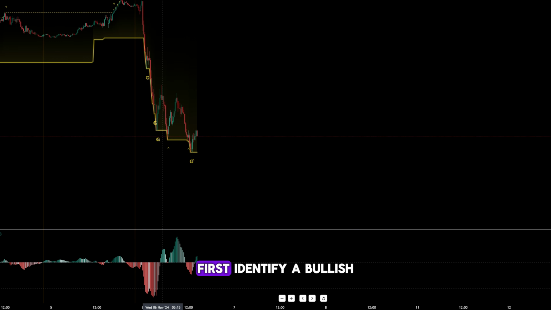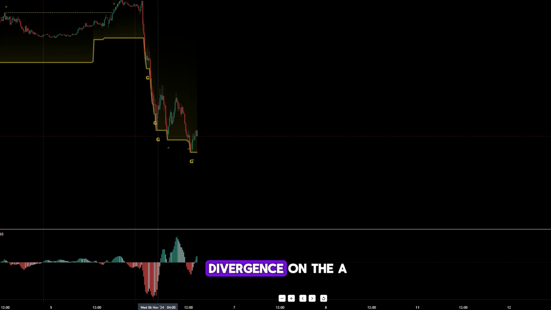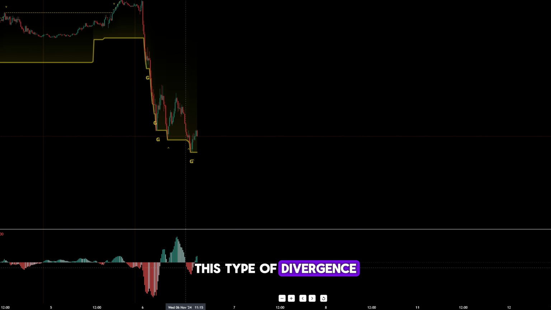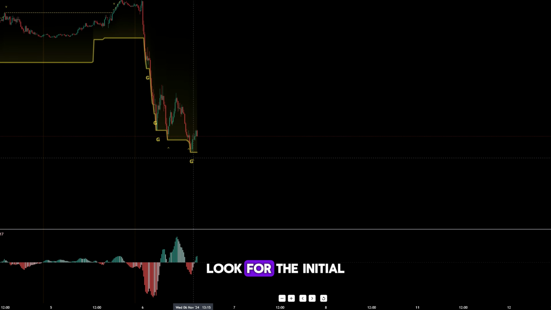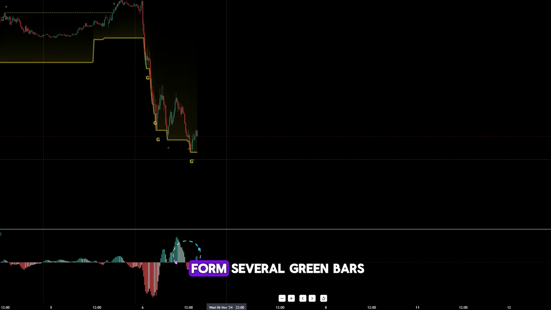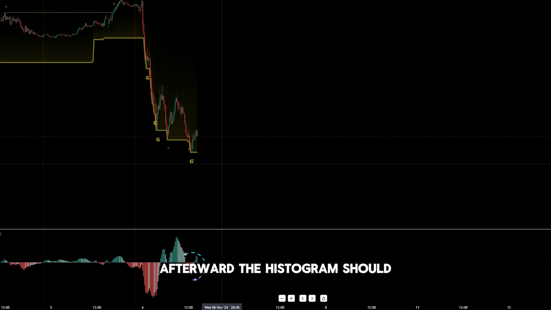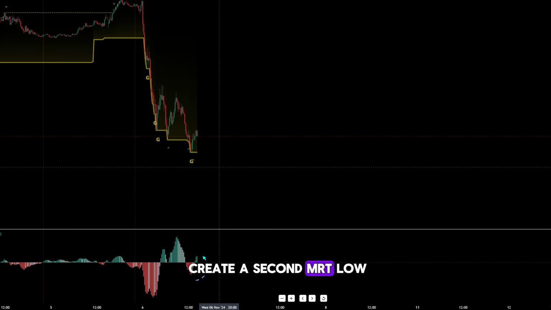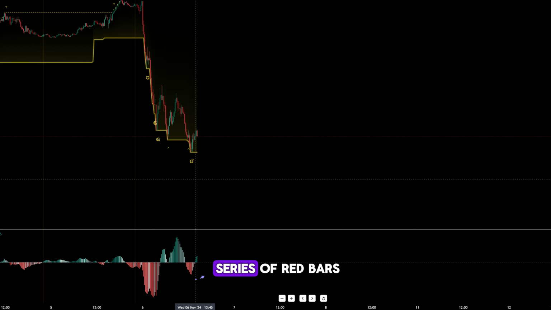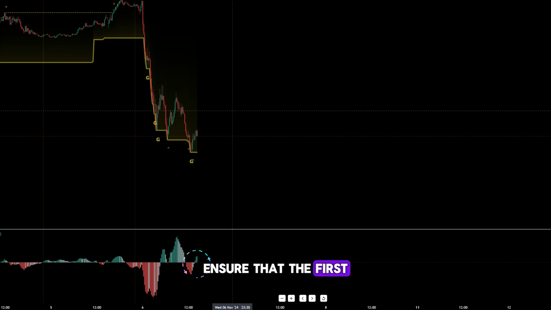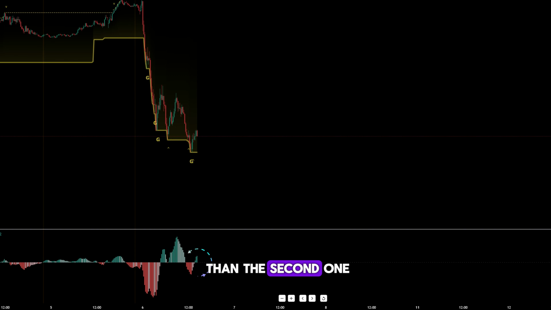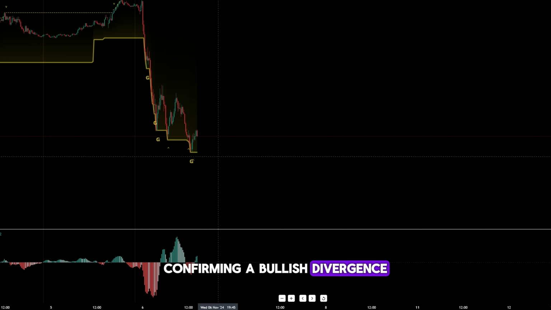For a long trade, first identify a bullish divergence on the MACD. This type of divergence has three key elements. Look for the initial MACD low forming at a clear trough, then allow the MACD histogram to rise and form several green bars. Afterward, the histogram should create a second MACD low, this time with a series of red bars. Ensure that the first MACD low is lower than the second one, confirming a bullish divergence.